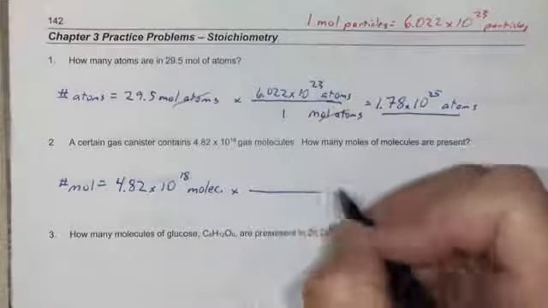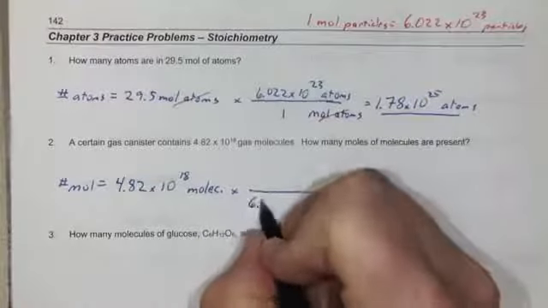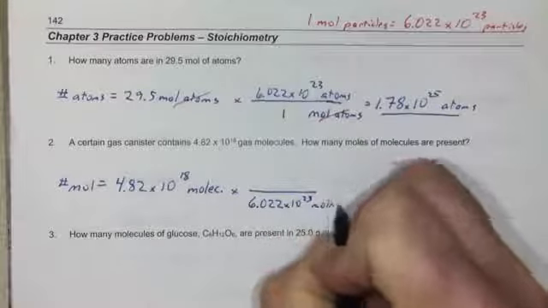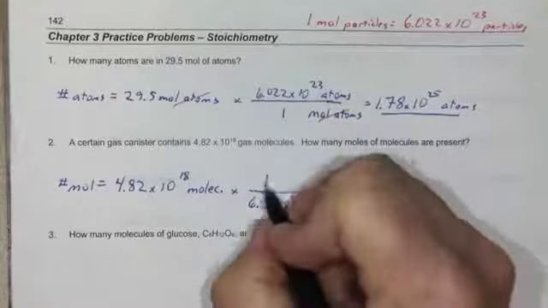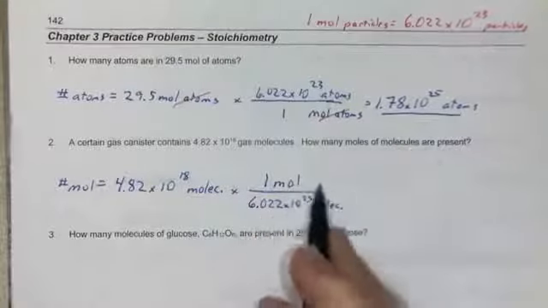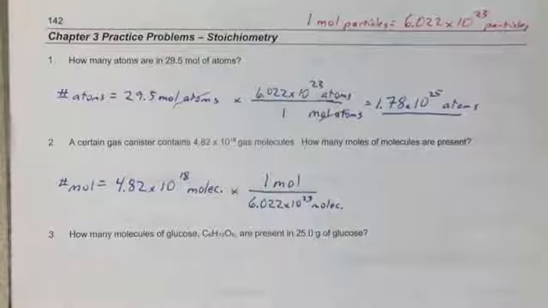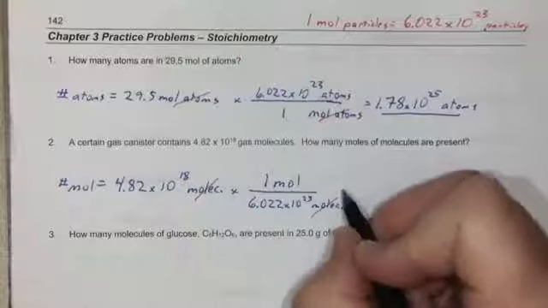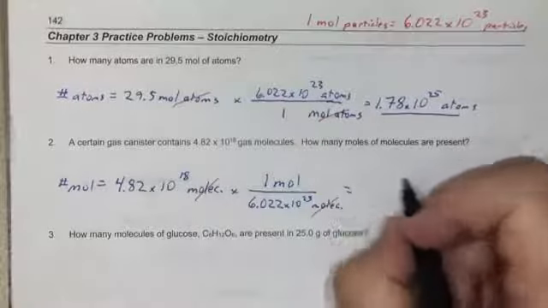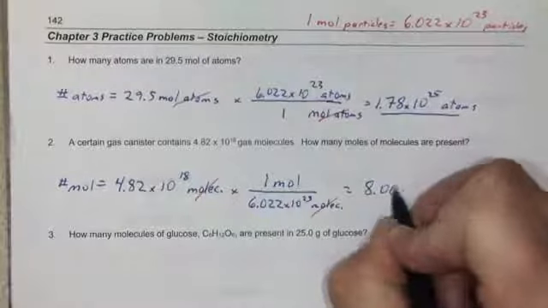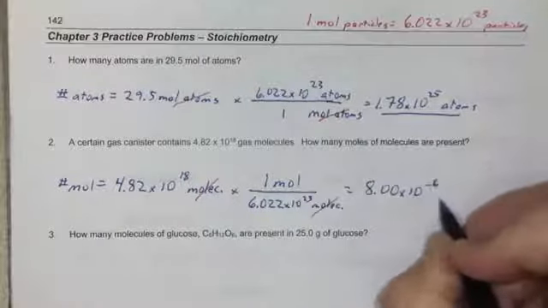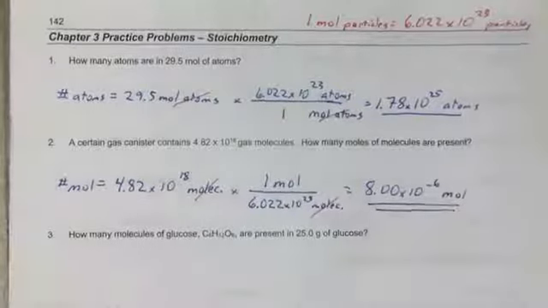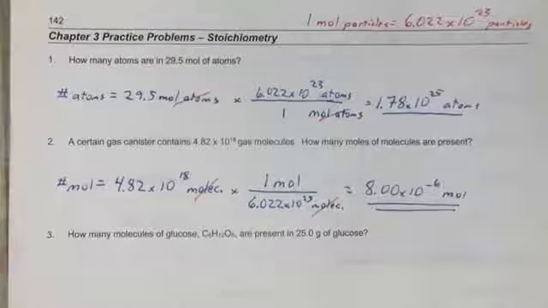How can I go from molecules to moles with Avogadro's number? There are 6.022 times 10 to the 23rd molecules. So I'll put molecules in the denominator, so the molecules will cancel, for every 1 mole of molecules. 1 mole of molecules contains 6.022 times 10 to the 23rd molecules. So the unit molecules cancels, and I end up in moles, and the number of moles calculates out to be 8.00 times 10 to the negative 6 moles. So there are 8.00 times 10 to the negative 6 moles of molecules present.